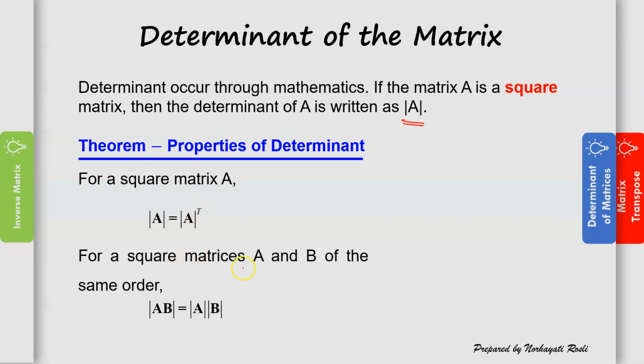For square matrices A and B of the same order, which means that, for example, A is 3 by 3, B also will be a 3 by 3 matrix. If you multiply these two matrices first, then you take the determinant, it will be equal to taking the determinant of each matrix separately, then you multiply them.